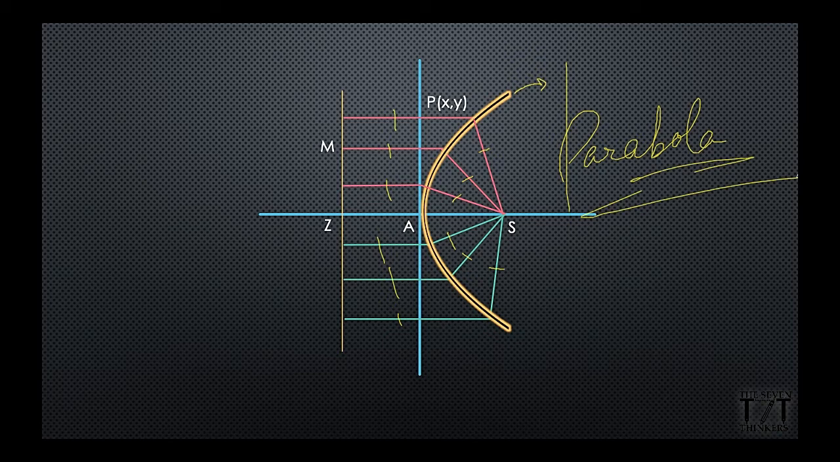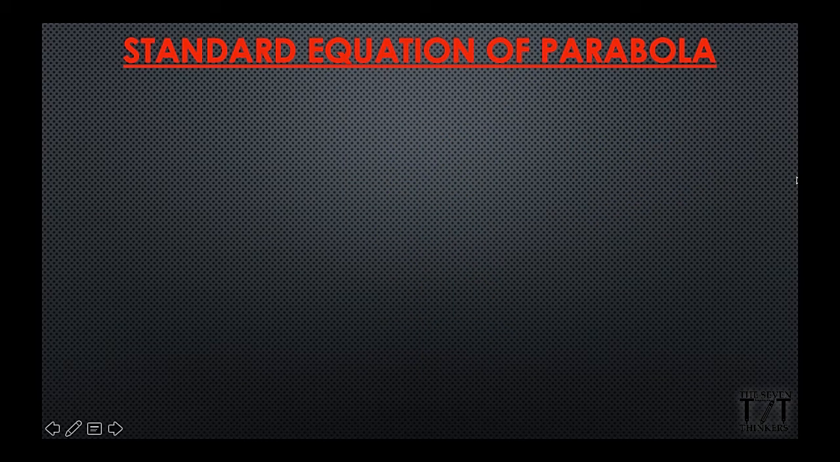So something is remaining. Let's check out the standard equation of a parabola. Now what does this mean? Standard equation means, as we have seen, a circle had an equation of (x minus h) whole square plus (y minus k) whole square is equal to a square. So similarly, the equation of a parabola we're going to find out.